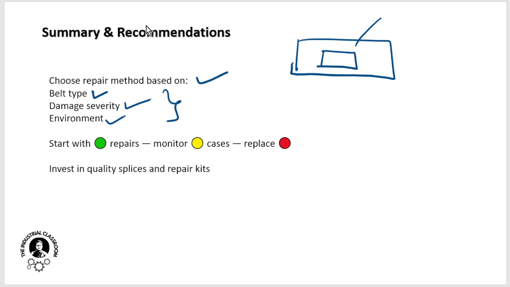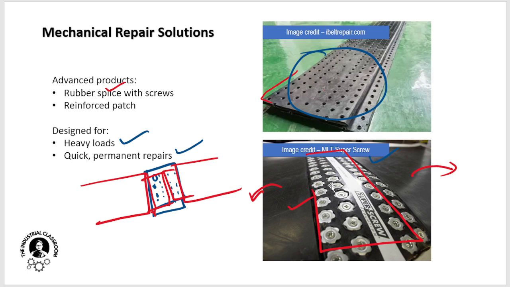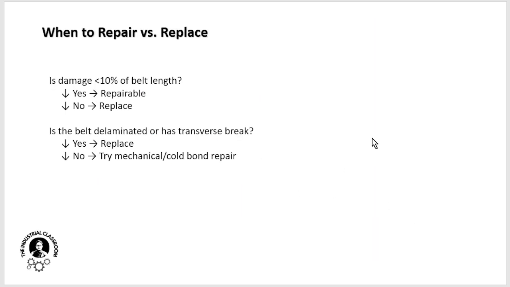See, you have to start with green repairs. First you see these things which can be repaired. Okay, green ones you can easily repair. Then you monitor the yellow cases, and for red you have to replace it. Invest in quality splices and repair kits. You need to understand this because, suppose you have purchased something from a local vendor, and he has provided you some material, some screws are rusty or some screws are not going through. This will lead to such high downtime that the faster job will also be a Herculean task.